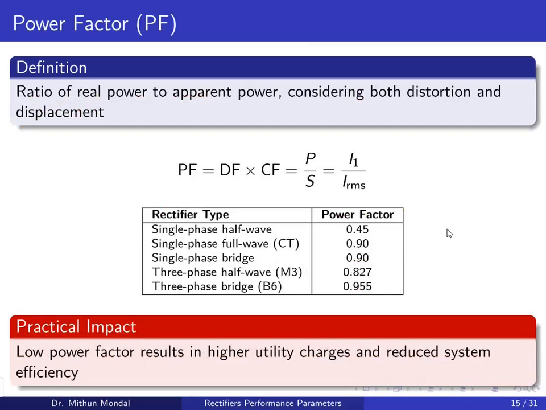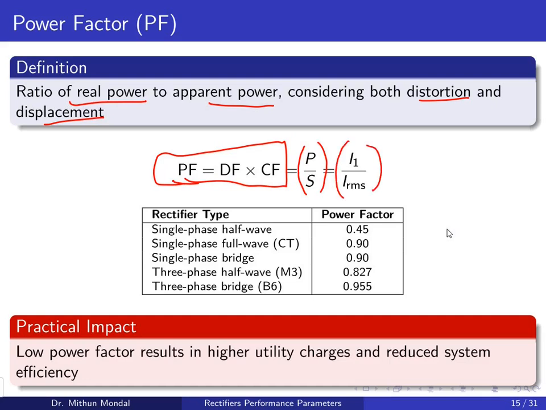Power factor is the ratio of the real power to the apparent power, considering both the distortion as well as the displacement. So power factor is the product of displacement factor and distortion factor, and it is the ratio of real power to apparent power, which is I1 by IRMS. If we compare power factor, we see that the highest power factor we get is again in the three-phase bridge configuration, and the poorest power factor is in the single-phase half-wave.